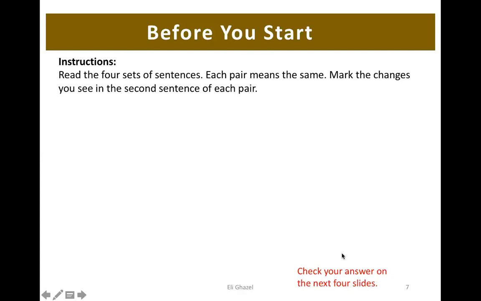So before you start, we're going to put 4 sets of sentences. Each pair means the same. We want the students to mark the changes they see in the second sentence of each pair. As you know from the slide before, this is called heightening the attention, code switching, sense of direction, and everybody can take the challenge in the classroom, whether their level of English is higher or lower.